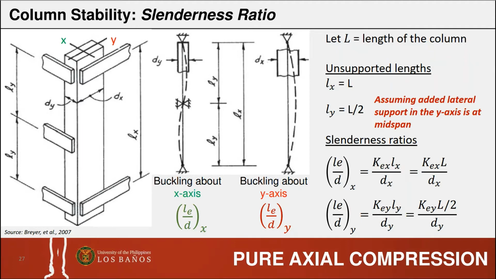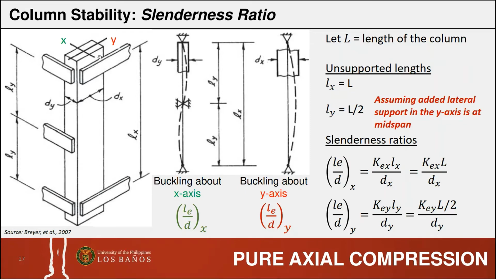There are cases wherein the effective factor for the x and y directions are not the same. So be mindful of that when solving for the slenderness ratio for each axis. In order to get the slenderness ratio along the x-axis, we need to multiply the effective factor, K sub E sub x, by the unsupported length along the x-axis over the perpendicular dimension from the axis of buckling.